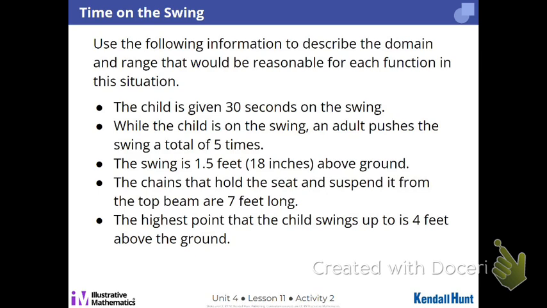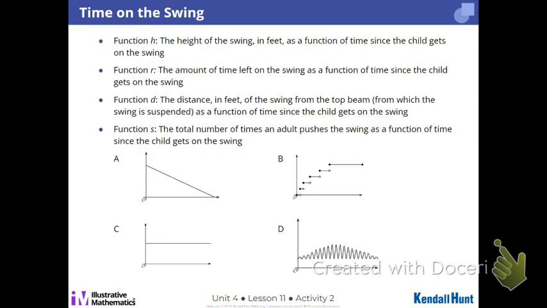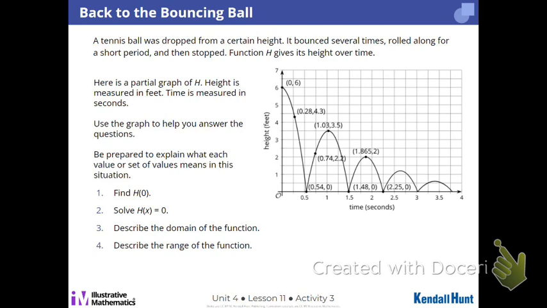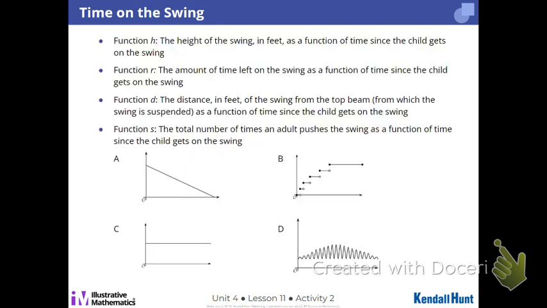The swing is 1.5 feet above the ground, and the highest point is 4. So we're going to use that 1.5 feet above the ground, and the highest is 4. We're going to jump down here. Oopsie. One sec. Nope, I hit some stuff. Here we go. That means right here we're 1.5 off the ground, and the highest it goes is 4.